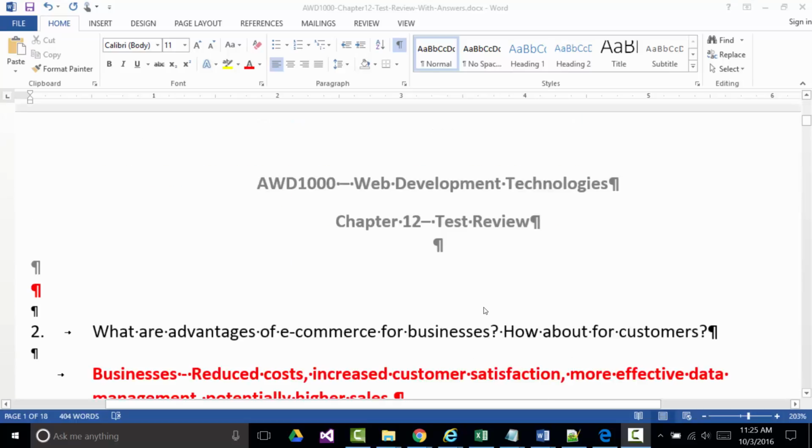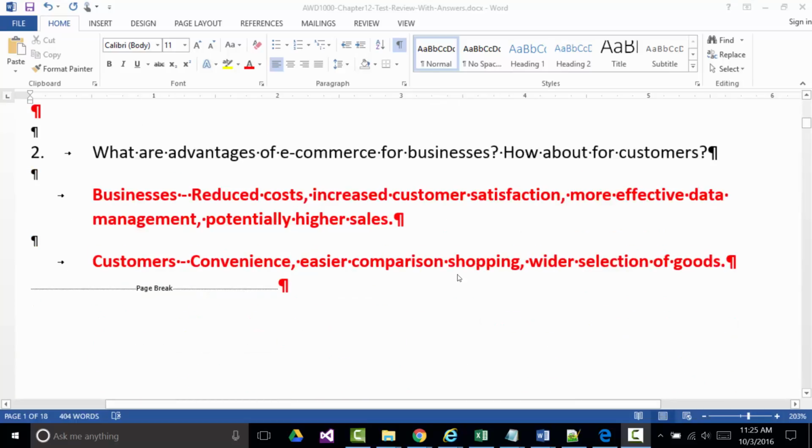Number 2, what are advantages of e-commerce for business? What are advantages of e-commerce for customers? For businesses, let's put it this way. Remember for businesses, remember that one. Remember reduced costs.